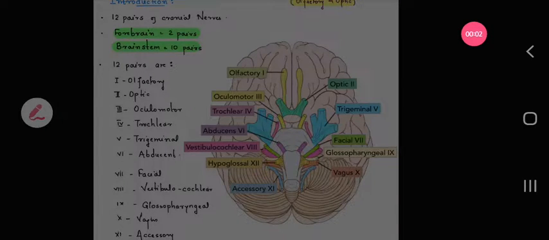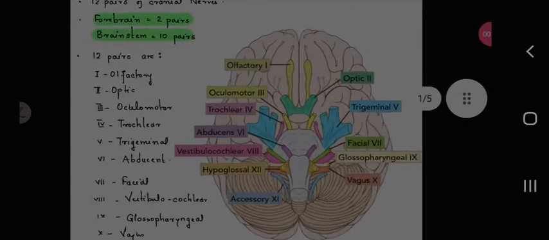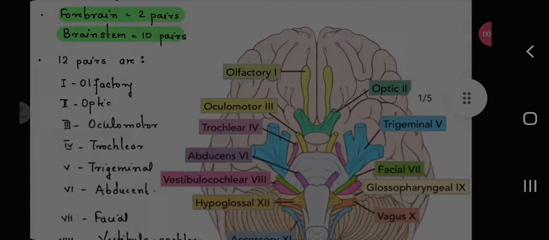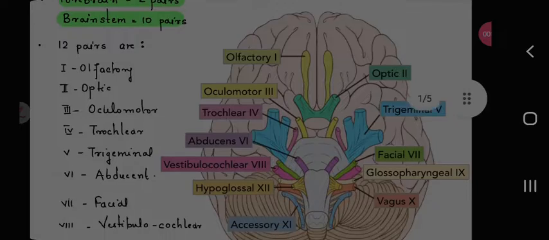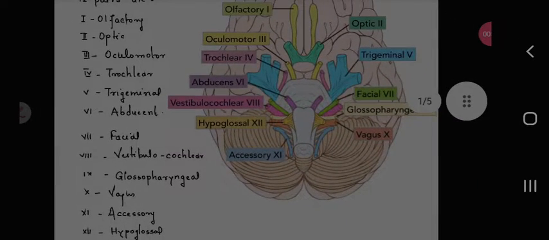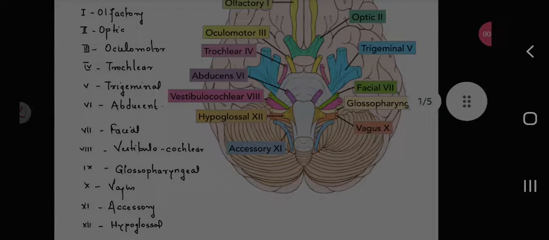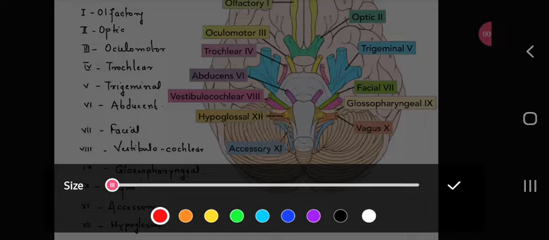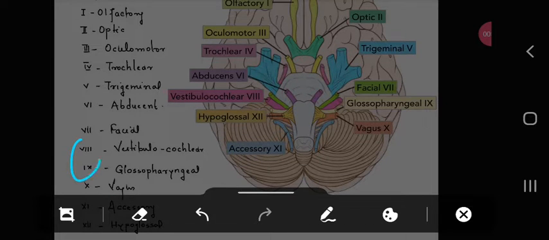Friends, today we are going to revise the cranial nerves: 12 pairs of cranial nerves, 2 pairs from the forebrain and 10 pairs from the brainstem. Firstly, I am going to tell you the names, and then I will tell where they are present, what their locations are. The first nerve is olfactory, optic, oculomotor, trochlear, trigeminal, abducens, facial, vestibulocochlear, glossopharyngeal, vagus, accessory and hypoglossal. You can learn this by a trick called Uta Fagwa.